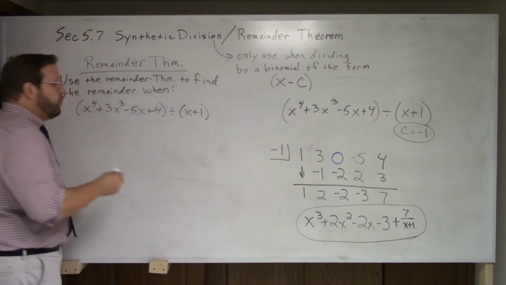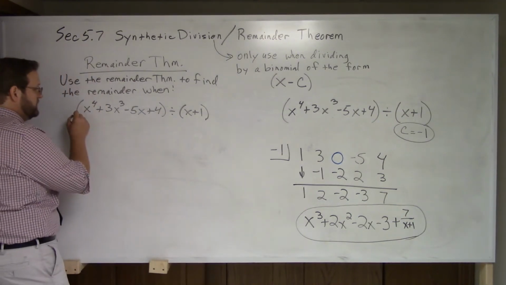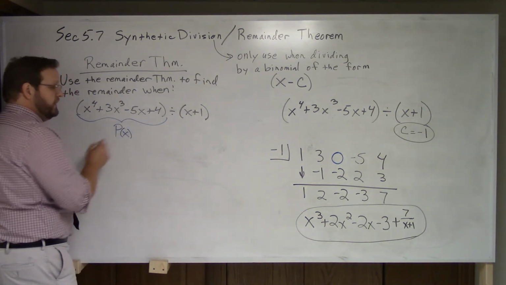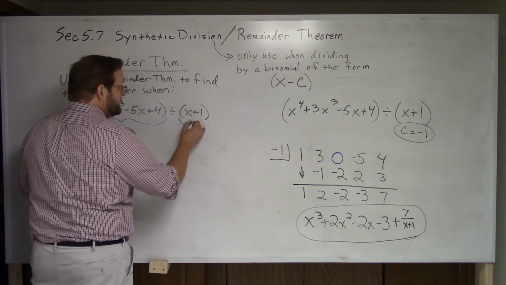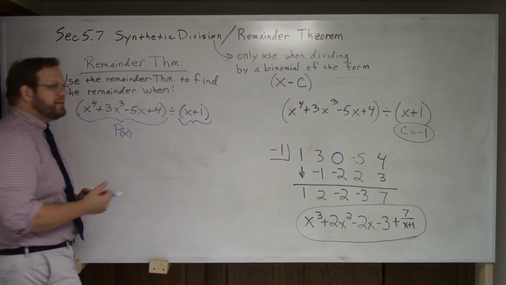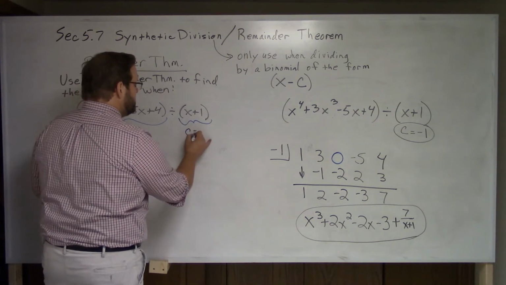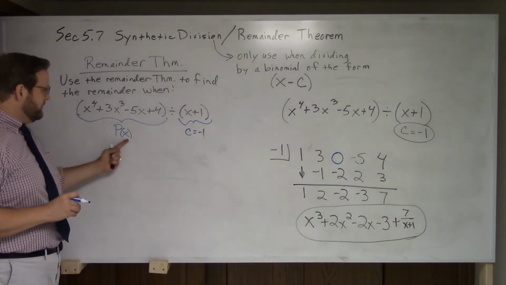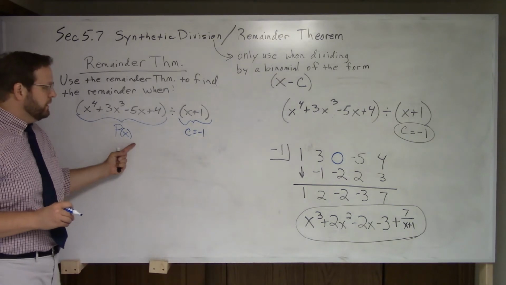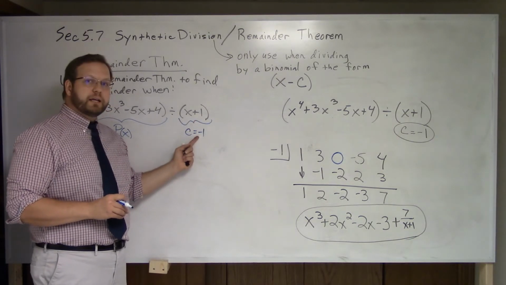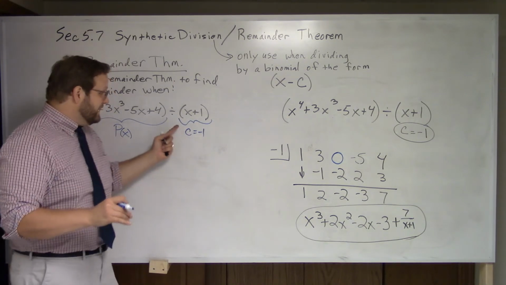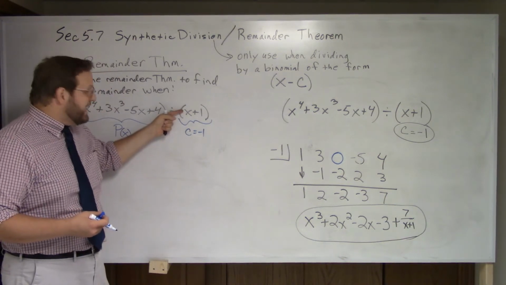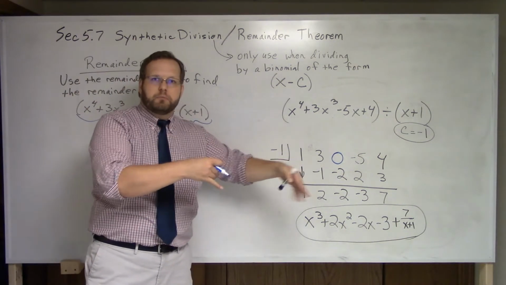Okay? So the notation that I want you to get used to seeing is this. This dividend, we're going to call P of x. This divisor, we're going to pull that same C value out that we pulled out over here. So that's going to be a negative 1. Now here's what the theorem states. When you divide this polynomial P of x by a polynomial with a C value of negative 1, okay? Now notice, guys, it has to still have that x minus c idea. You can't do this when there's like a 2 here or a 5 here. It has to be x and then plus or minus a number.